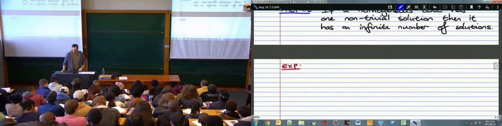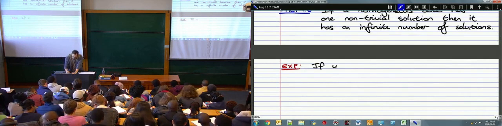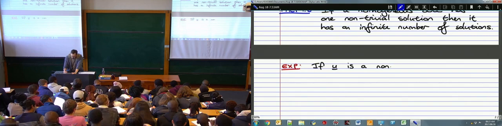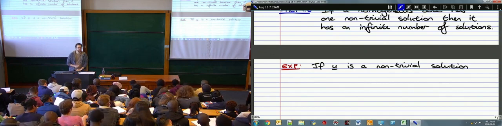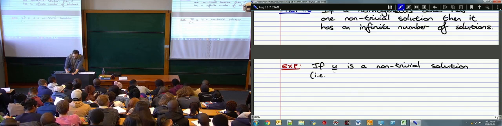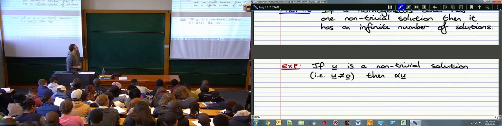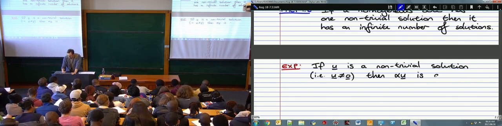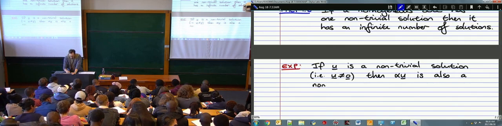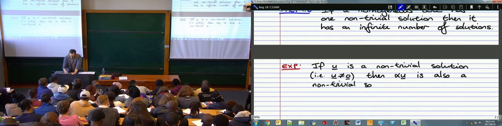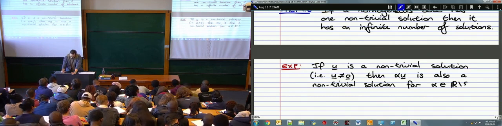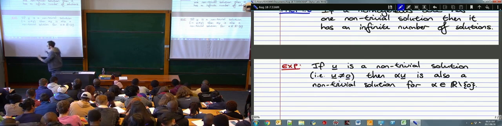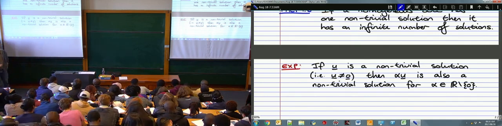Okay, so you might write down something like this. If u is a non-trivial solution, maybe we'll write down what it means to be a non-trivial solution, i.e. u is not equal to the 0 vector, then alpha u, so every scalar multiple, is also a non-trivial solution, for alpha an element of... okay, let's be careful the way I've written it down here: for any scalar except 0, alpha u will be a non-trivial solution.